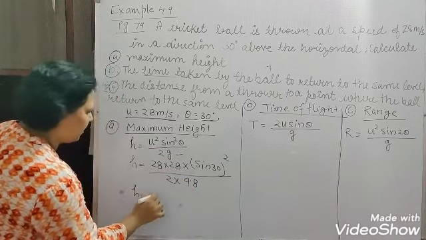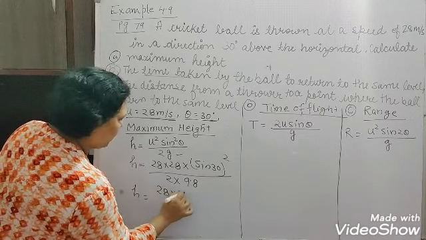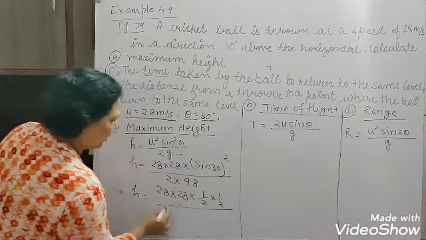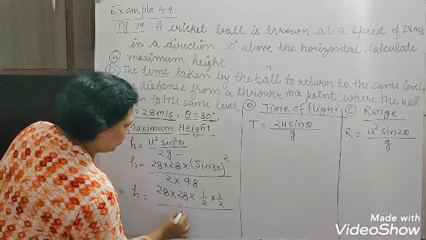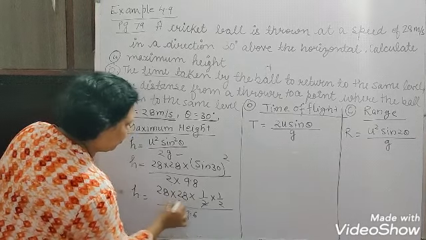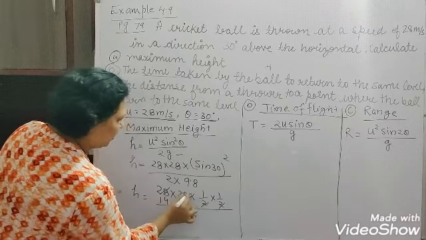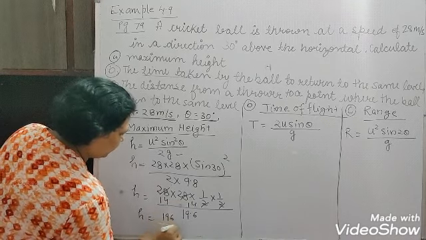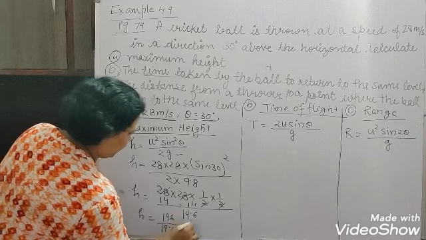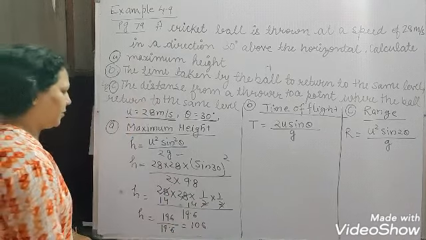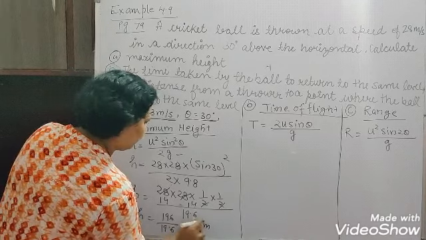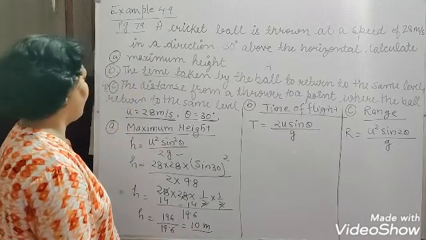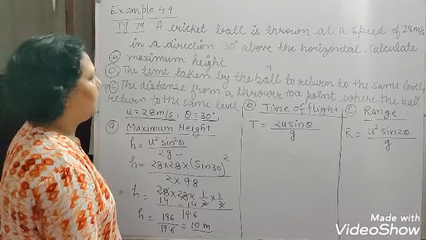So h is 28 into 28, the value of sine 30 is 1 upon 2, and this is 1 upon 2. If you multiply it, it will come 19.6 here. This is 14, and these two will also be 14. So h is equal to 14 multiplied by 14, 196 upon 19.6. Then it is 10 meter, the height. So it will come 10 meter, the maximum height attained by the ball.